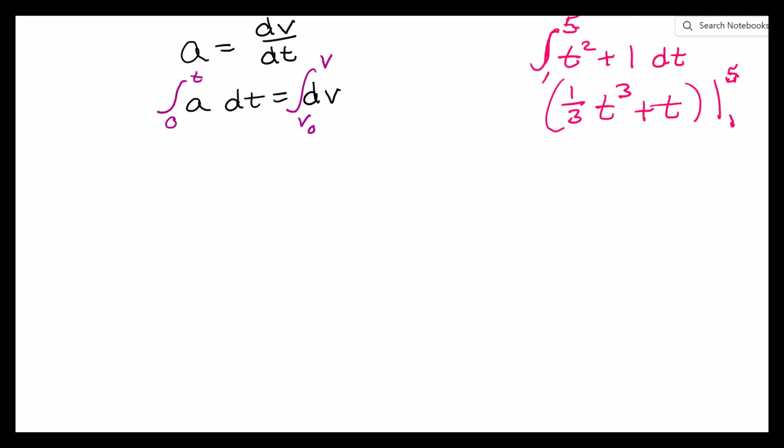Okay, so if we just had the 1 by itself, like 1 dt, from 1 to 5, then it would just be t, right? Evaluated from 5 to 1.